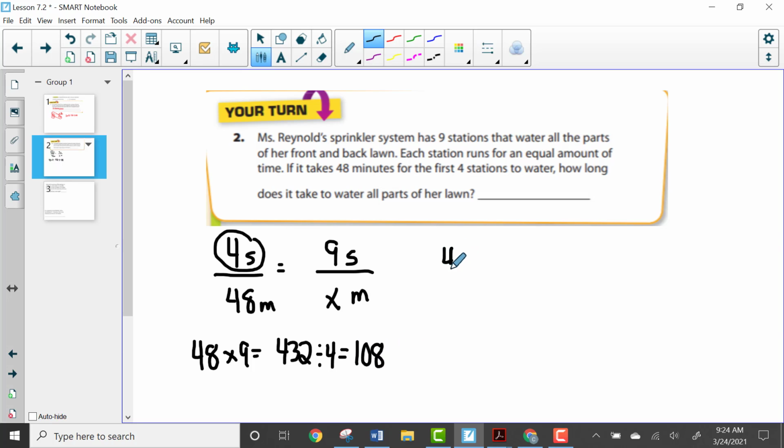Okay, so we can see 4 into 48 is going to equal 9, not 4 into 48, but 4 to 48 is going to equal 9 to 108. And you can see setting up like this is helpful because 4 does not go into 9 evenly. So that makes it very tough to figure out what we have to multiply that 48 by in order to get to 108. So when we set it up as a proportion, cross multiply and then divide, that gives you that number very easily. So that shows us how long does it take? 108 minutes.